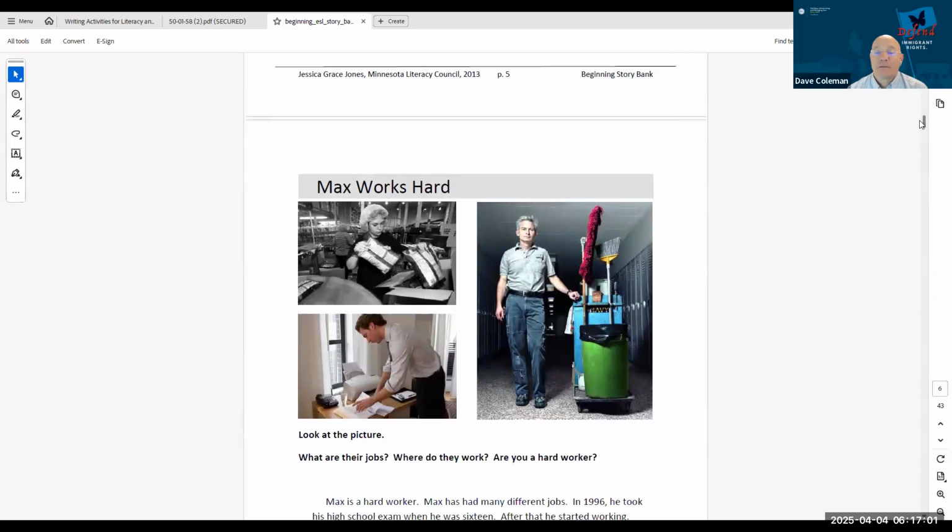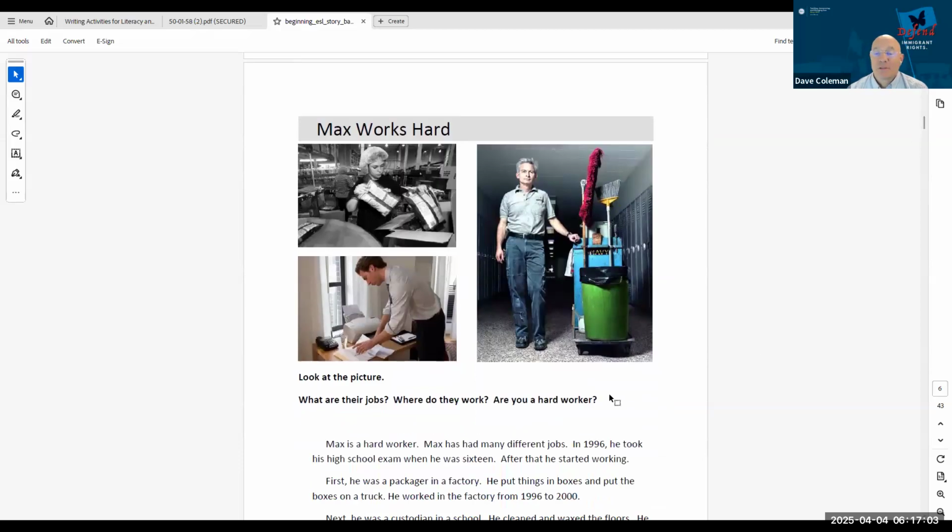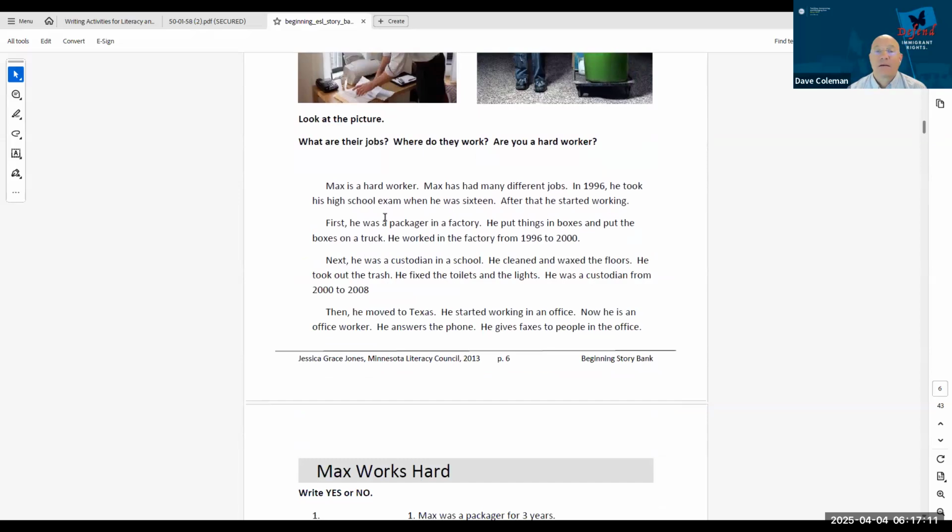Max works hard. So it starts with some pictures. What do you see? What do you think their jobs are? Where do you think they work? Do you think they're hard workers? And then there's simple reading.